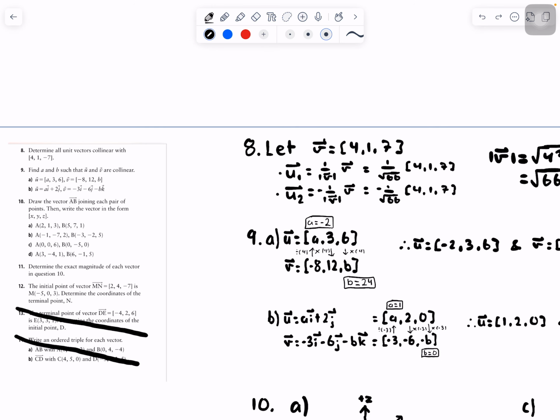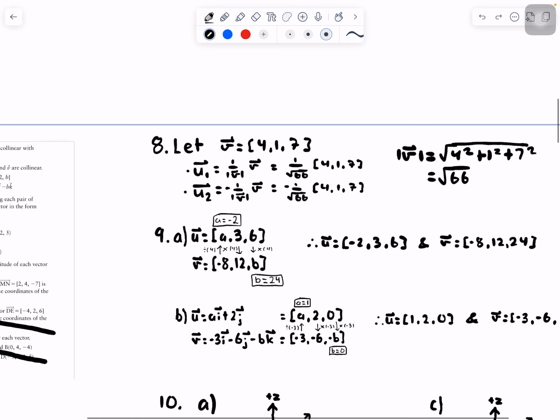Okay, so the difference between u and v is just that of multiplication by a scalar. That's all this question is asking you to recognize. So then u is (-2, 3, 6), and v is (-8, 12, 24).